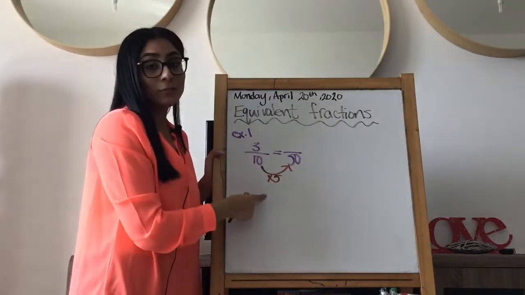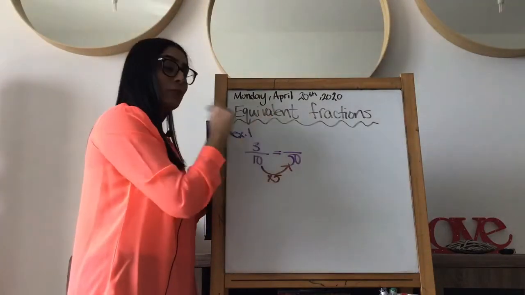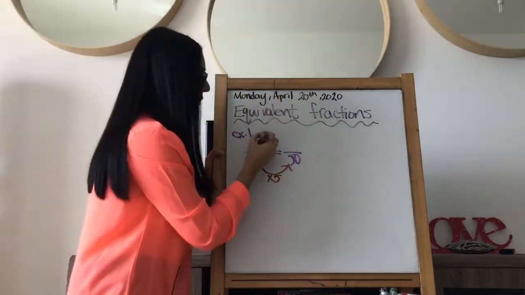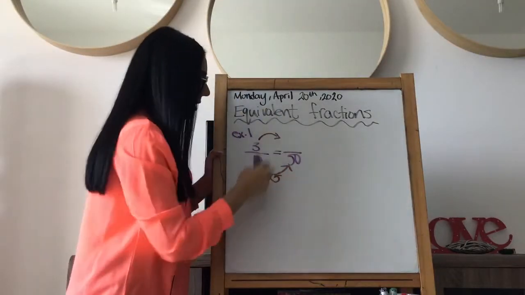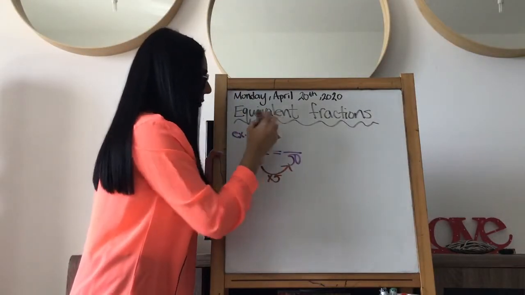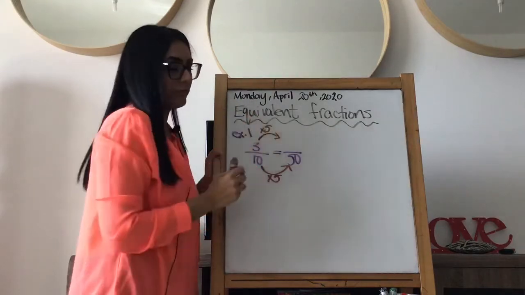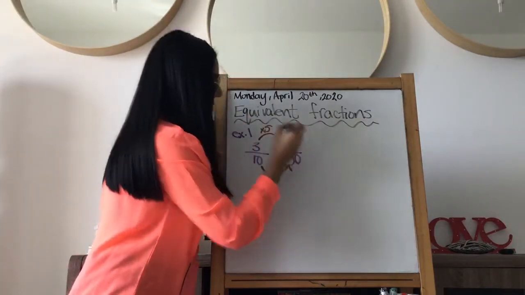If I do something to the denominator, I need to do it to the numerator. If I do something to the bottom, I have to do it to the top. So do the same thing, times 5. What is 3 times 5? 15. There we go.